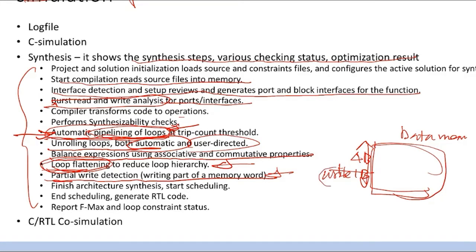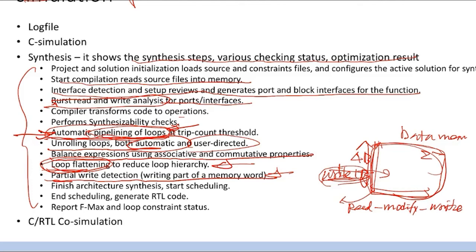So in order to write 1 byte into a 4-byte wide memory, how can you do that? You have to read, modify, and write, right? You have to read the data out, modify that 1 byte, and write back again. So this partial write could not be achieved in 1 cycle. It takes 2 cycles: read out, modify, and write back. So that explains why the pipeline could not achieve II equal 1.